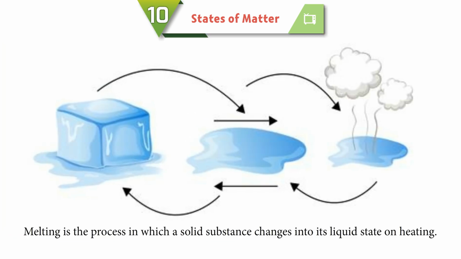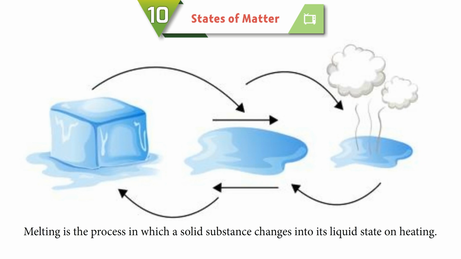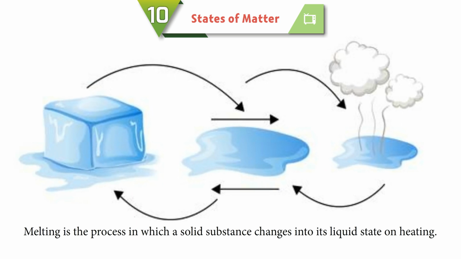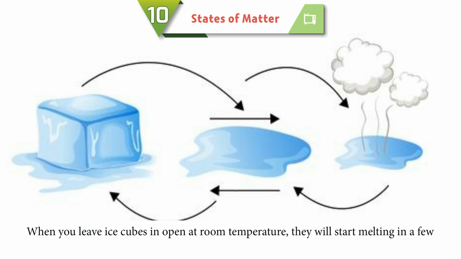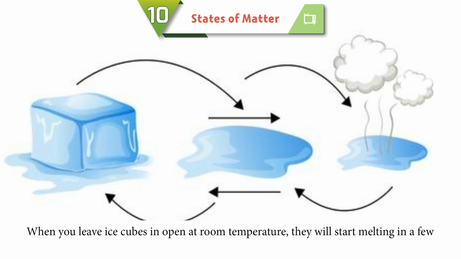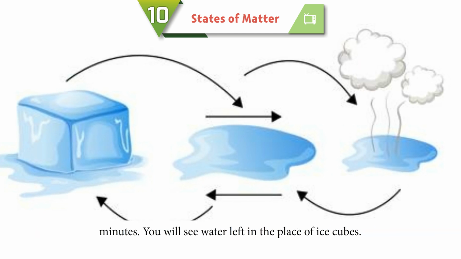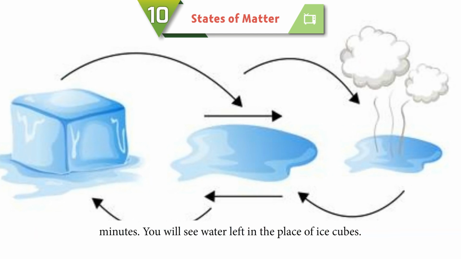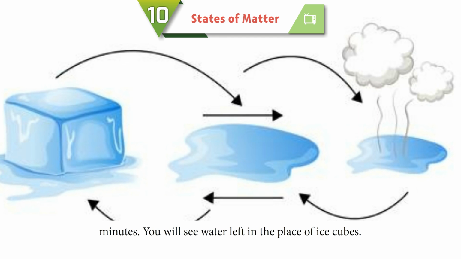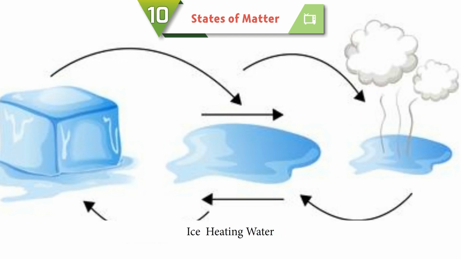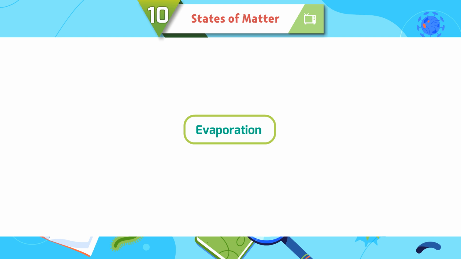Melting. Melting is the process in which a solid substance changes into liquid state on heating. When you leave ice cubes in open at room temperature, they will start melting in a few minutes. You will see water left in the place of ice cubes. Ice on heating gives water.